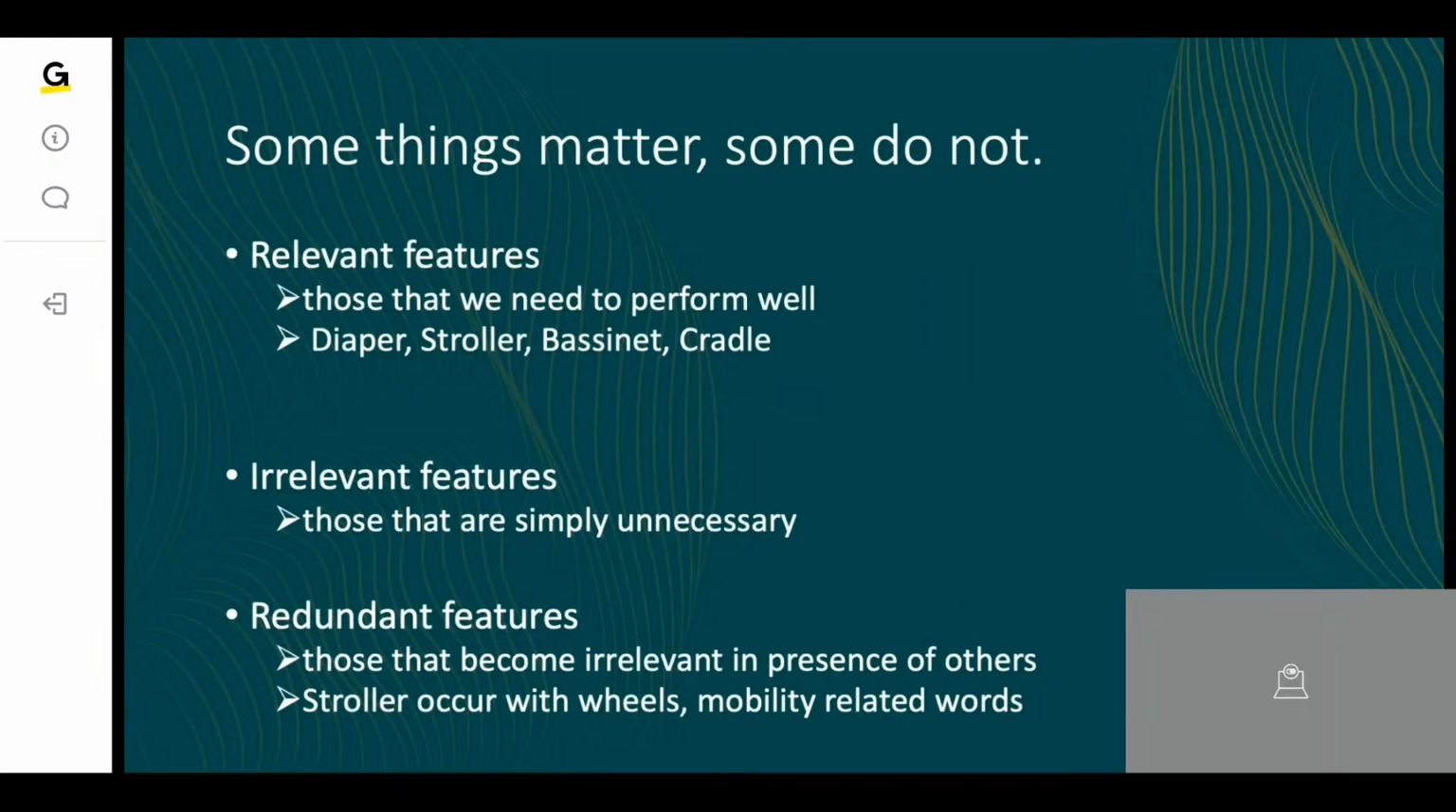And also in many of these problems, what you would notice is that some features matter. So let's say in the text data, you want to figure out if this is something that is relevant to babies or not. In that case, the relevant features would be like a diaper or a stroller or a bassinet or a cradle, right? Now, the stroller may co-occur with terms like wheels or mobility or moving around, right? And then the wheels and mobility related features may not be as relevant to the classification problem.